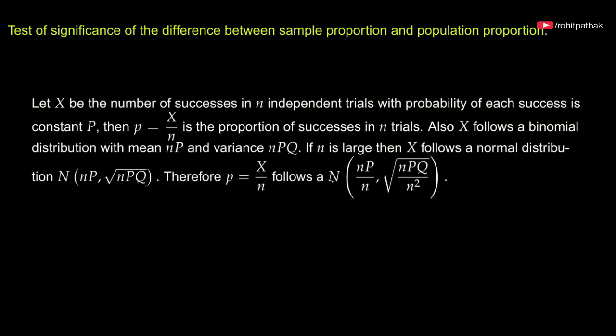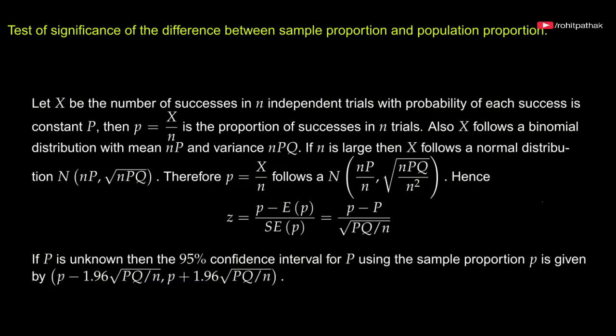Therefore, this p follows a normal distribution, because we have to divide by n, X is divided by n. So mean will become nP by n and standard deviation will become under root nPQ upon n square. Therefore, the test statistic is p minus expectation of p upon standard error of p. So this is the standard deviation of the proportion p, which is also a standard error. So standard error is under root PQ by n.